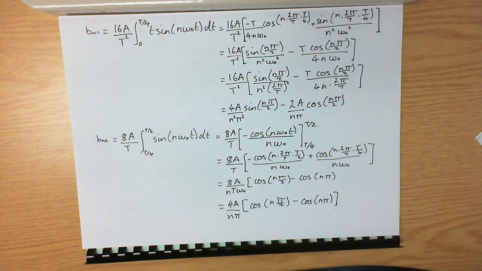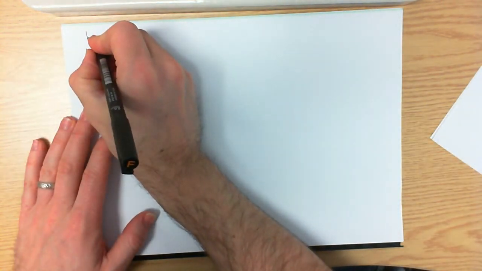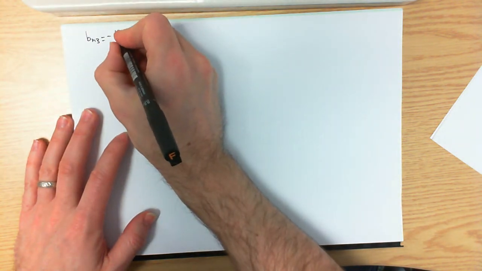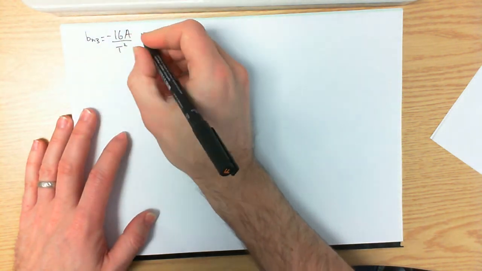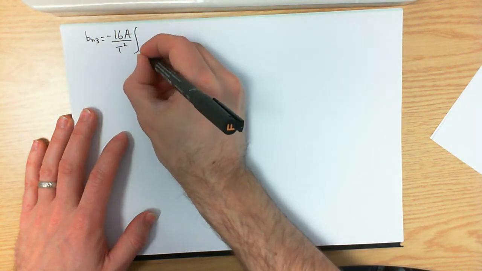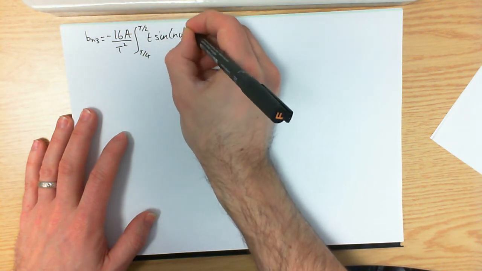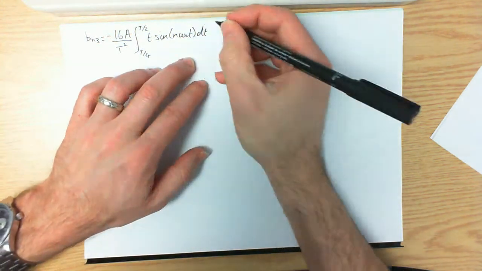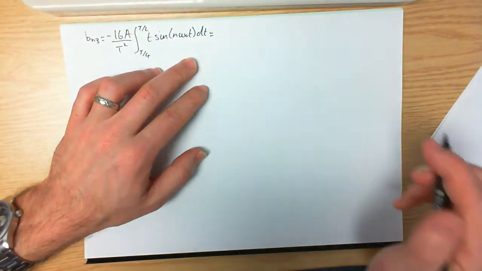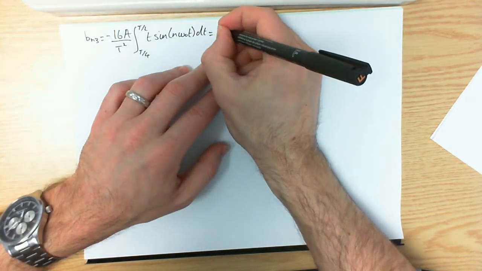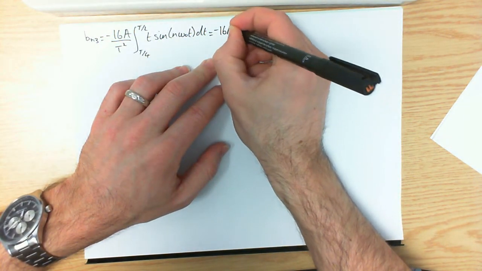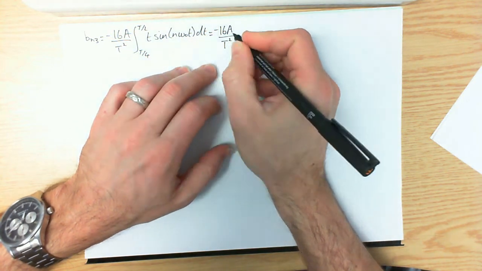So now we need to calculate what bn3 is, the third integral. So bn3 is, this time it's minus 16a over T squared, and now we're going from T over 4 to T over 2 of t sine n omega naught t dt. So this one starts to get quite long, so you have to be a bit careful with this. So we've got minus 16a over T squared.